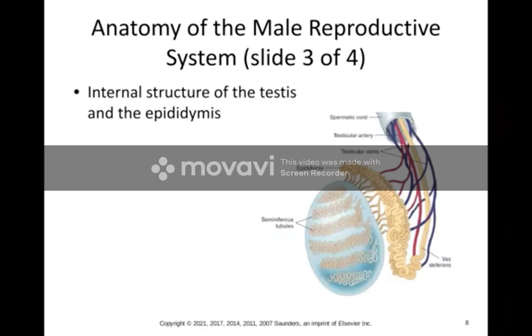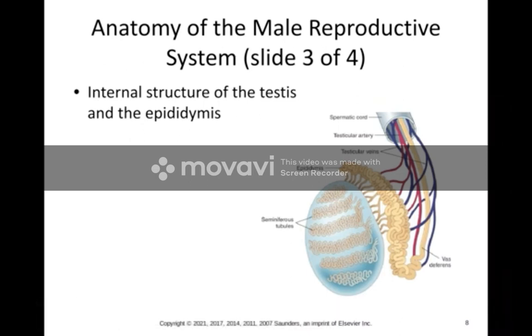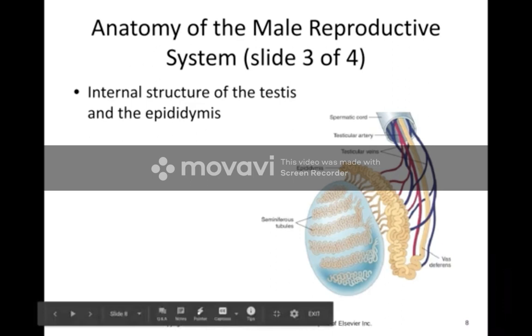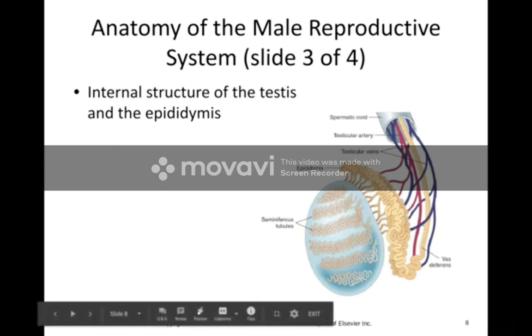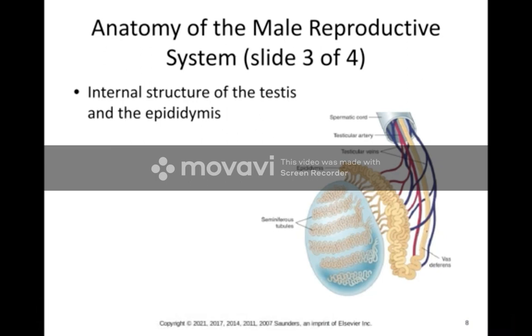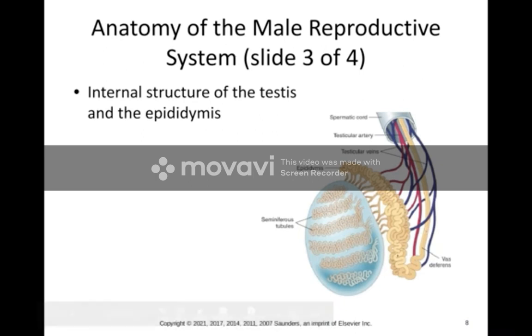Internal structure of the testes and the epididymis. The testes contain seminiferous tubules out to the epididymis through the vas deferens. There's also testicular veins and a testicular artery there, and then they all get wrapped up nice and neat inside the spermatic cord. Now, when vasectomies are performed, this is what is severed, the vas deferens right here. So then the sperm is no longer able to leave the epididymis.